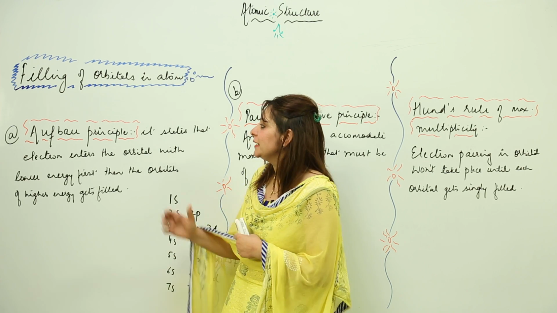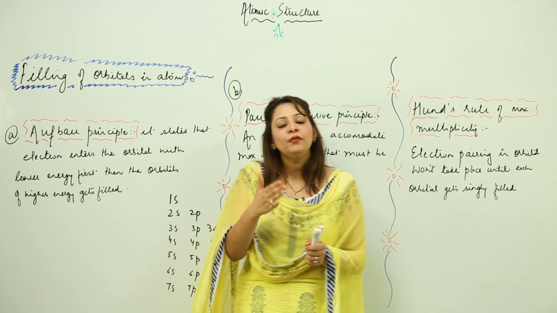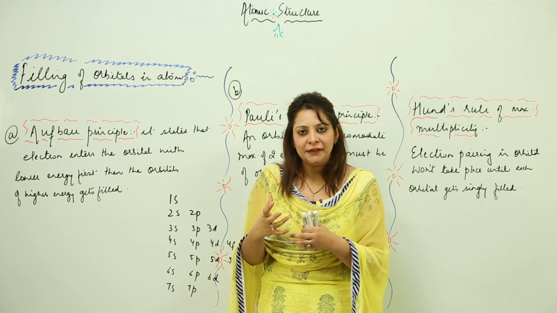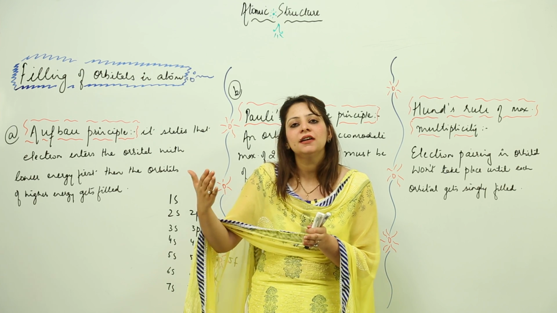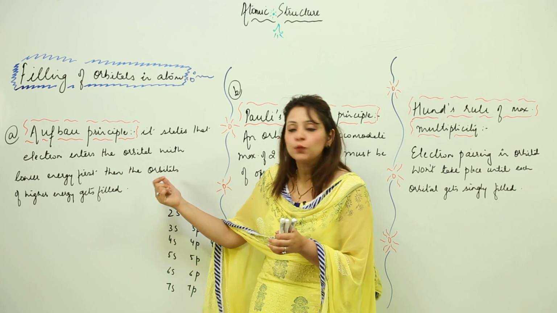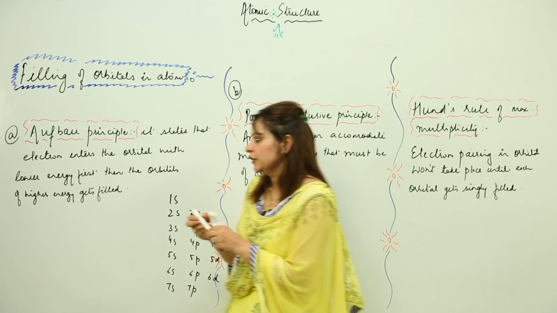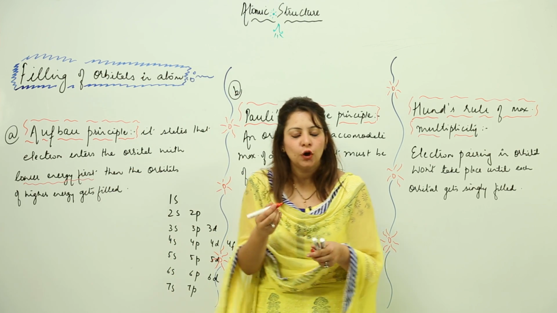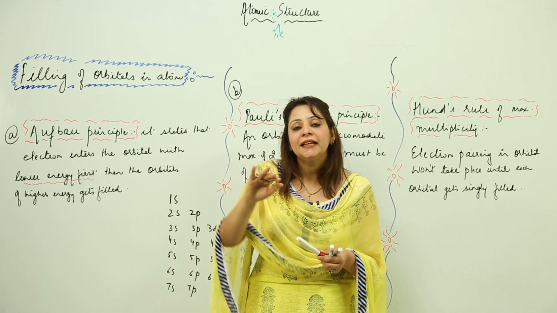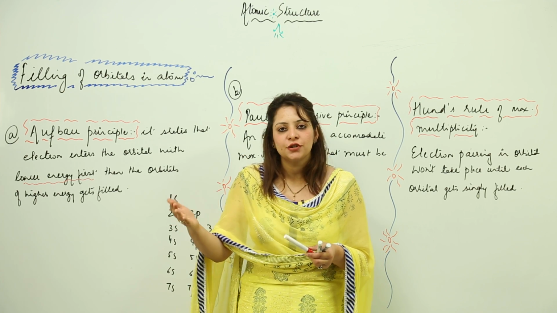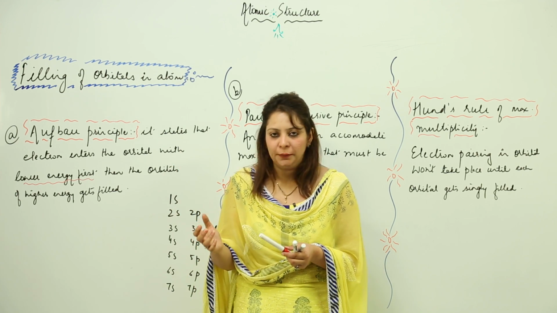So my first rule is the Aufbau principle, right? So what does it state? It states that when we start filling the orbitals, we have to fill the orbital with the lower energy first, and then the orbital with the higher energy is filled. So what I wrote here is that an electron enters the orbital with the lower energy first. That means the electron will enter the orbital with the lower energy, and after that we will fill the orbital with the higher energy. So according to their subsequent energies, we will be filling the electrons in the orbitals.